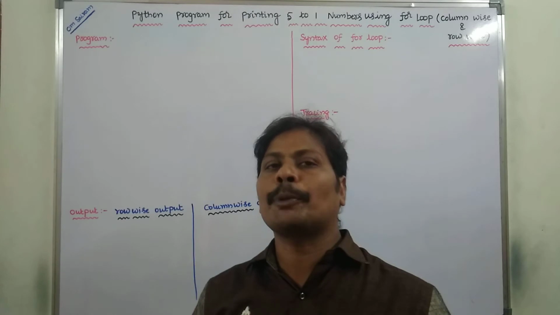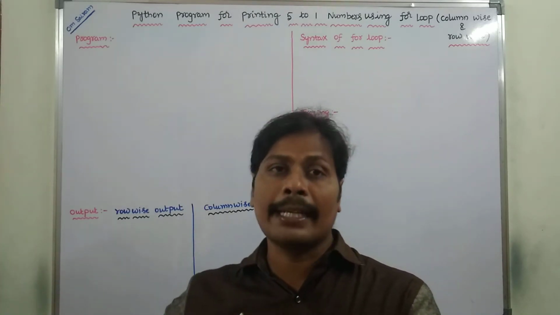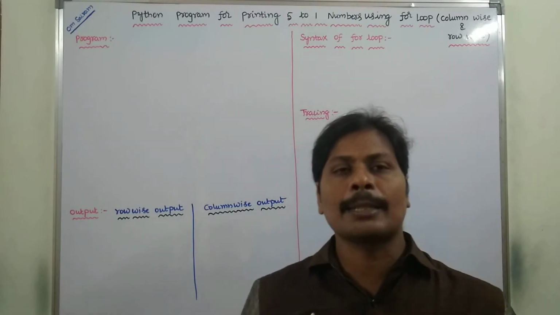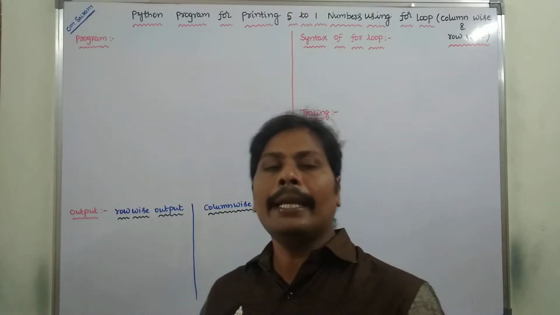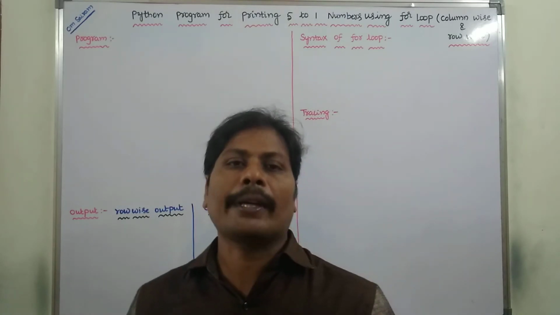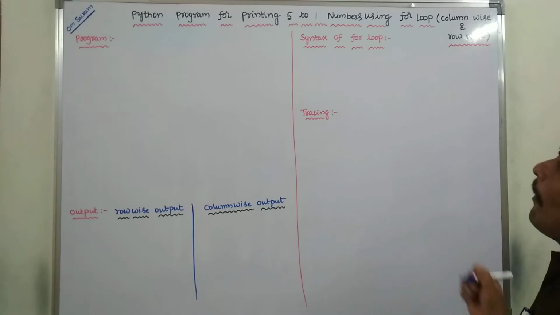In the previous program, we printed the 1 to 5 numbers in ascending order. But in this program, we have to print 5 to 1 numbers in descending order. Okay. Now first we go for the syntax of the for loop.